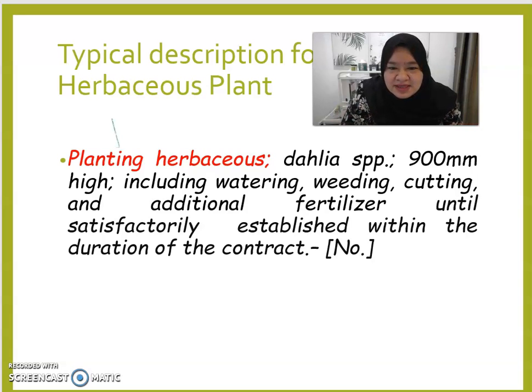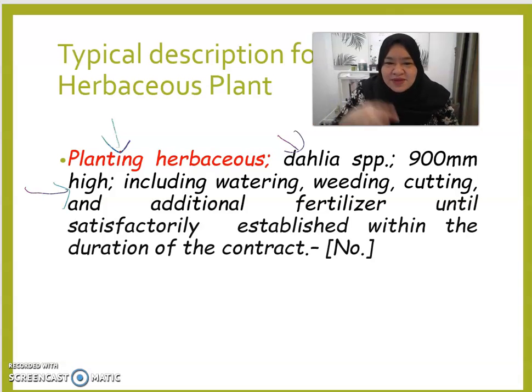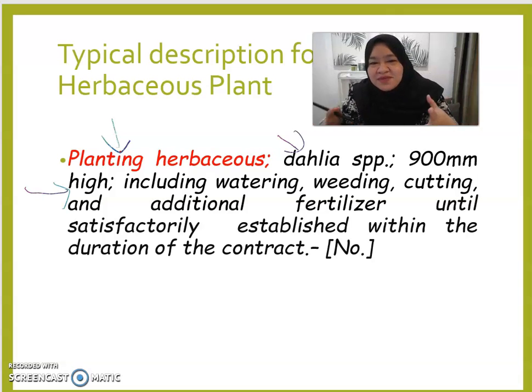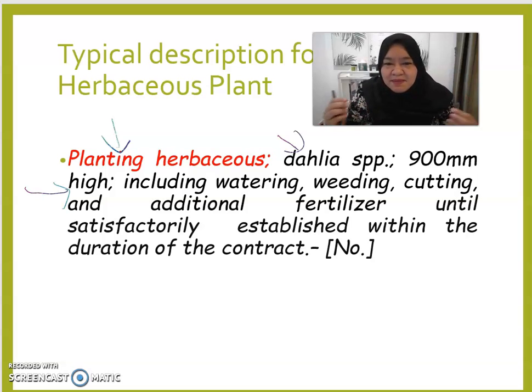Okay, nature of work, planting trees, herbaceous, hedges, and so on. Botanical name, the overall height. If you have a clear stem, you need to include that in. If you have support for this herbaceous plant like peg or support tie or whatever, you need to mention it here. If not, you just leave it like that. And you have item for watering, weeding, cutting, and so on.